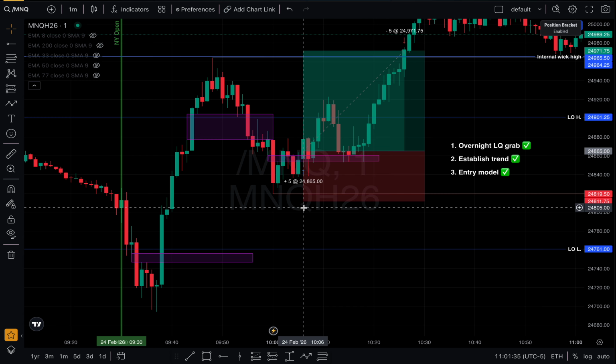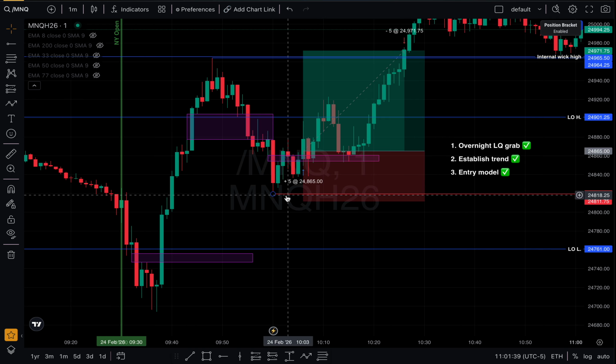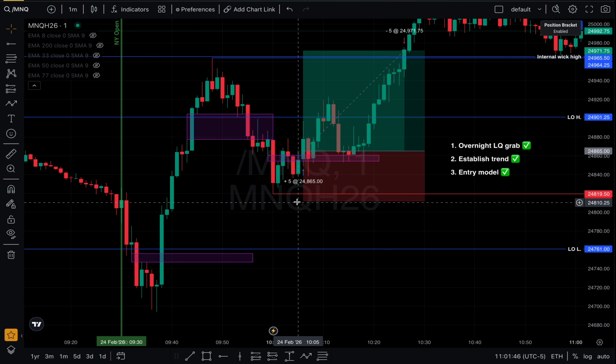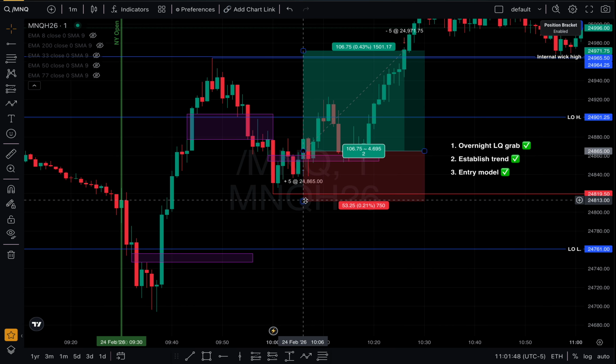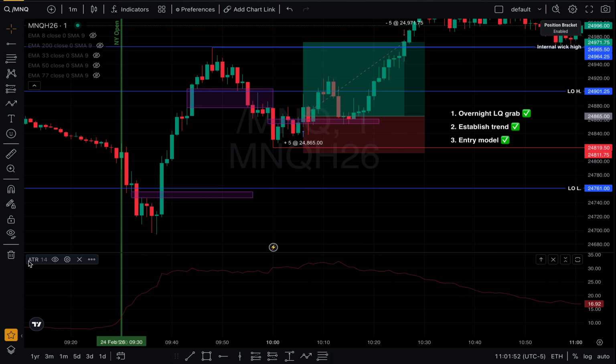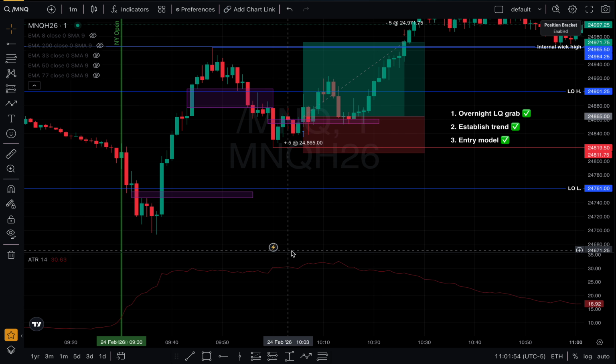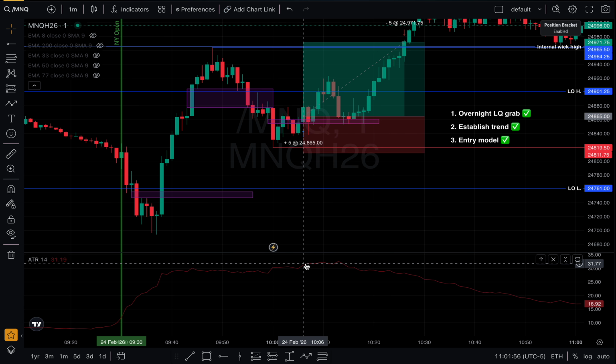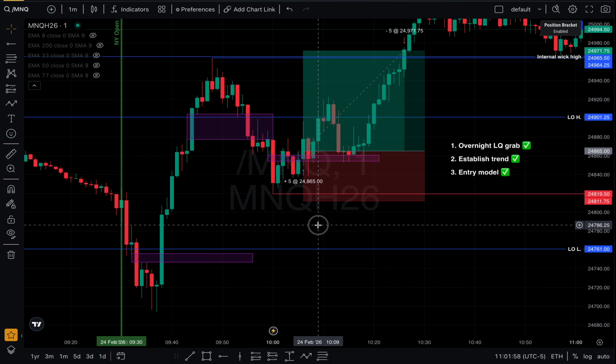And after entry, we simply set our stop loss and TP. So our stop loss, you see this reference right here, this red line, that's our swing low, and usually our stop would be right there. But I did give it a few points to breathe because price is pretty volatile this morning. I mean, if you look at the average true range indicator, at the time of our entry, average true range was at 31.7, which is pretty high.